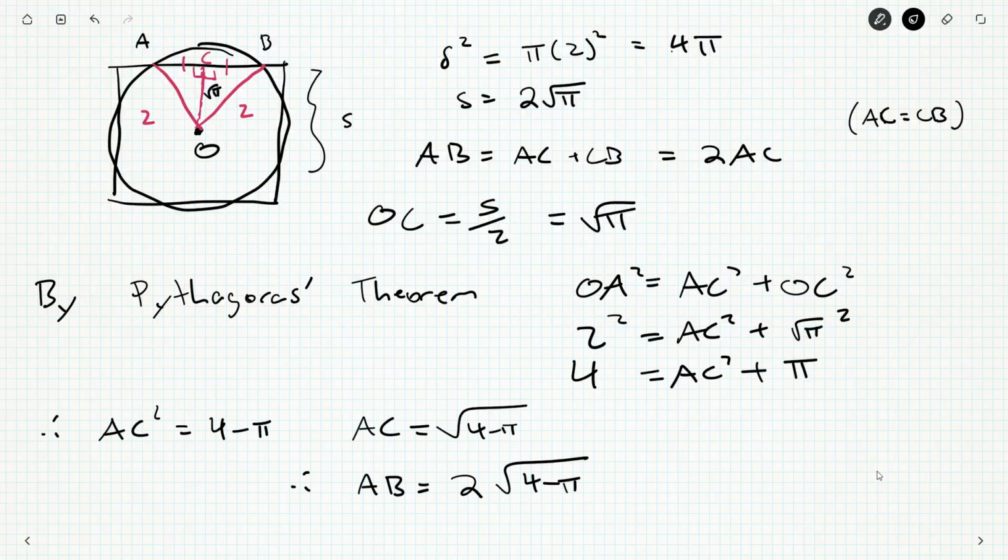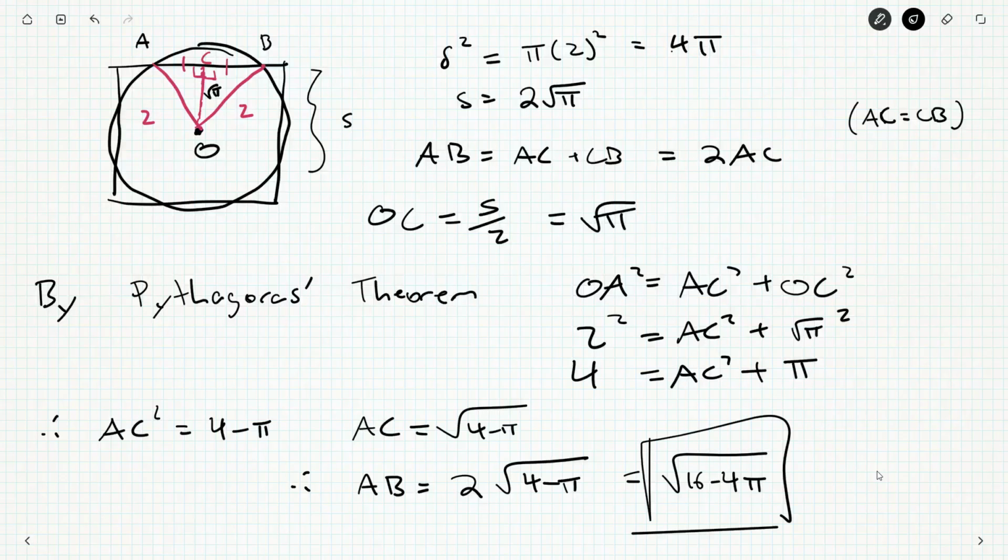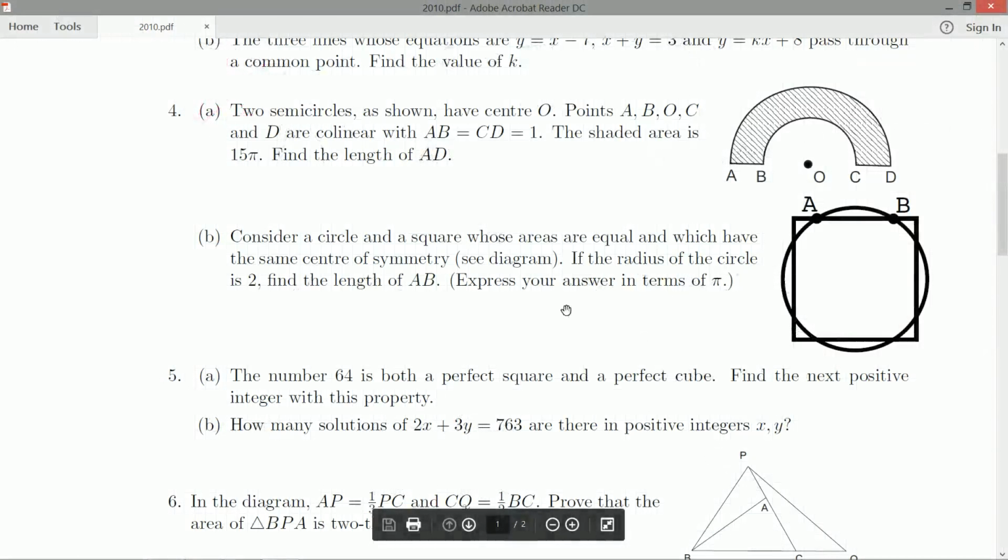I suppose if you wanted to, you could bring the 2 inside and make it the square root of 16 minus 4 pi. But I think either one is fine. Frankly, I'd prefer the 2 outside if it were me marking. But, you know, some people like putting everything under the square root sign. That's okay. But we have everything expressed in terms of pi. Square root of 16 minus 4 pi. That's a fantastic way to do it.